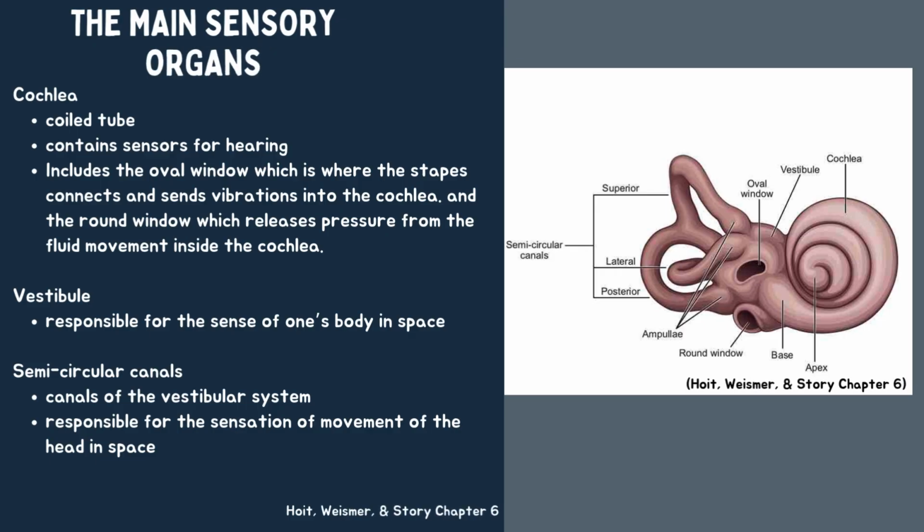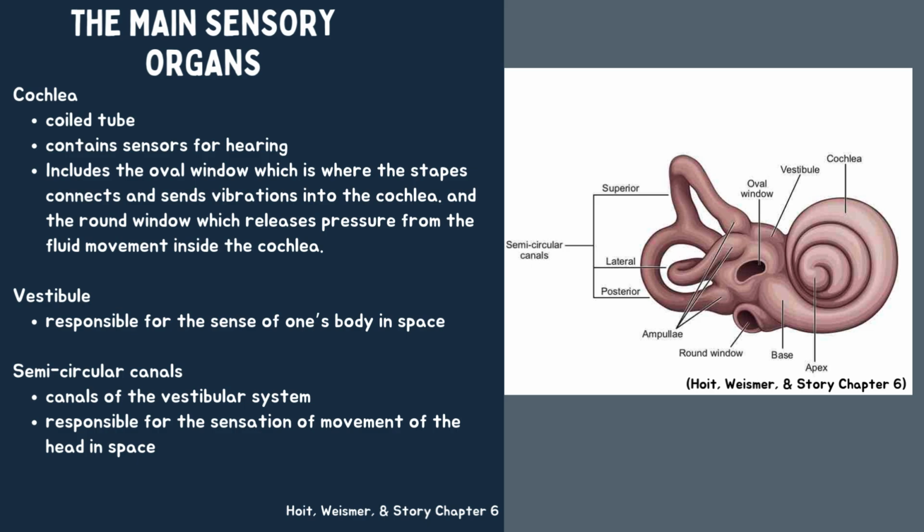Here is a better graphic where you can see all the main organs. The cochlea is the snail-shaped shell. It's coiled and contains sensors for hearing. It includes the oval window, which is where the stapes connects and sends vibrations into the cochlea, and the round window, which releases pressure or fluid from the fluid movement inside the cochlea.